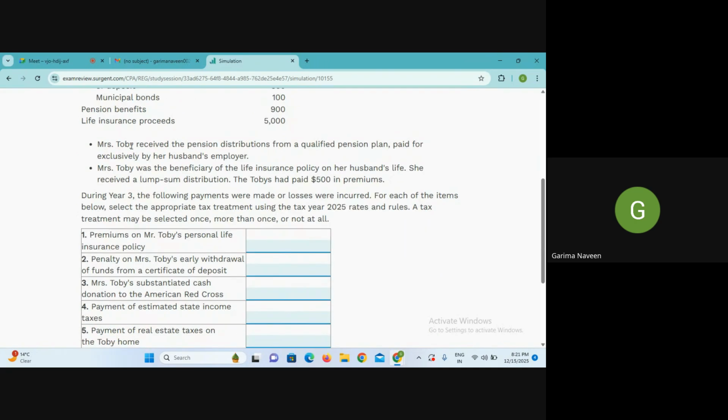Mrs. Toby received the pension distribution from a qualified pension plan paid for exclusively by her husband's employer. Mrs. Toby was the beneficiary of the life insurance policy on her husband's life, and she received a lump sum distribution. The Tobys had paid 500 in premium. So during year 3, the following payments were made or losses were incurred. For each of the following items below, select the most appropriate tax treatment using the tax year 2025 rates and rules. A tax treatment may be selected once or more than once.